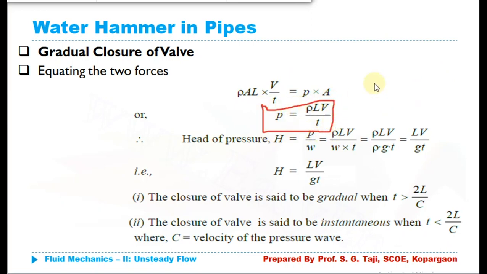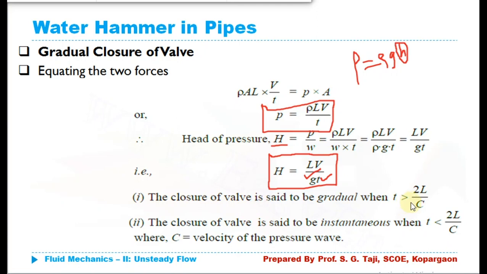Now as we know, this P can also be defined as P is equal to rho g h. If I put that value here, I can compute that h is nothing but the head available in the tank. So in terms of that head, I can write down the same equation, h is equal to L V upon g T, where L is the length, V is the velocity, g is the acceleration due to gravity, and T is the time taken for closing the valve.